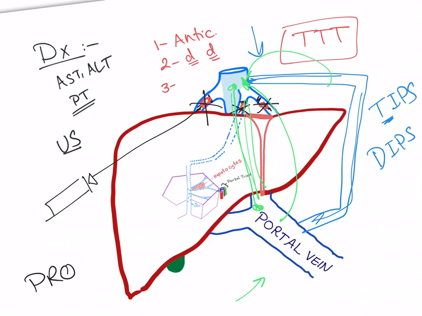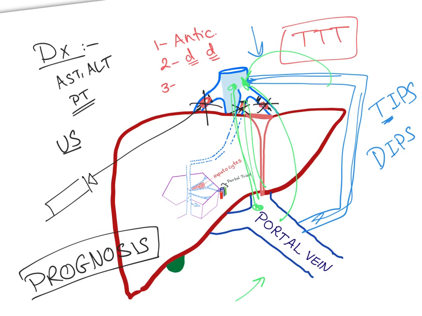How about the prognosis of this disease? If it's treated, they can live. If it's not treated, it's very bad. 75% mortality rate in the first year. Budd-Chiari syndrome is rare, but the prognosis is bad.